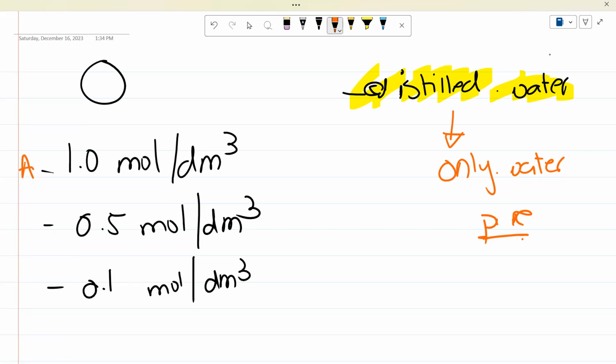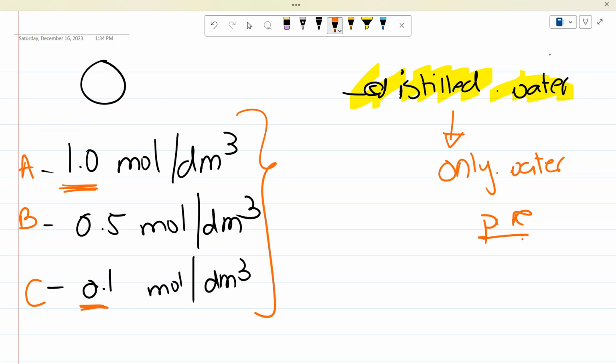Now, from those 3, A, B, and C, which concentration is the highest? It has the most sugar. A or B or C? A. Yes, A. And which concentration is the least concentrated? Distilled, yes, but I'm choosing between A, B, and C. From those 3, which one has the least? Yes, C. So 1.0 is a number value more than 0.1.